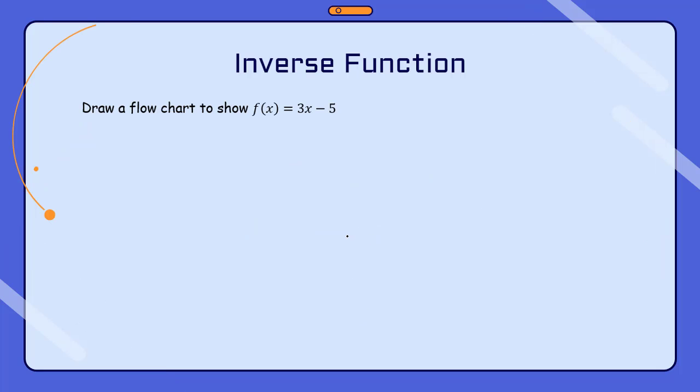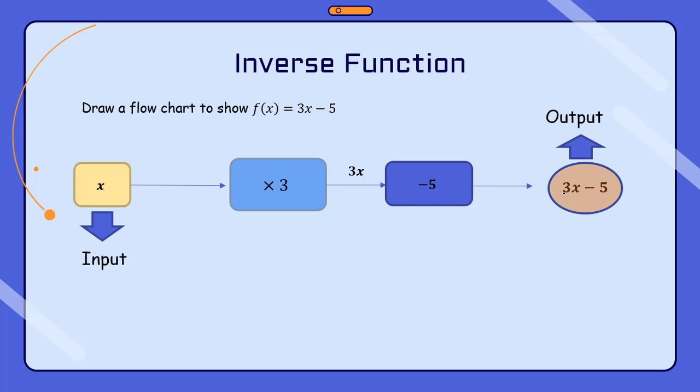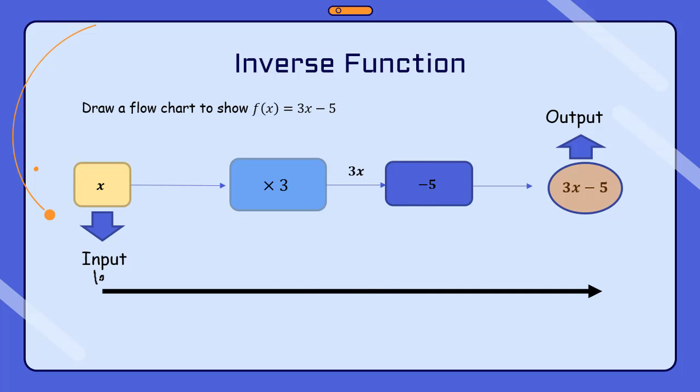Now, let's learn about the inverse of the function. Let's try to draw a flowchart to show the function 3x minus 5. Firstly, we have to choose an input. After that, we multiply the input by 3 and we'll get 3x. And after that, we do a subtraction and we'll get the final result as an output, which is 3x minus 5. So basically, in the flowchart of a function, we work from the left to the right.